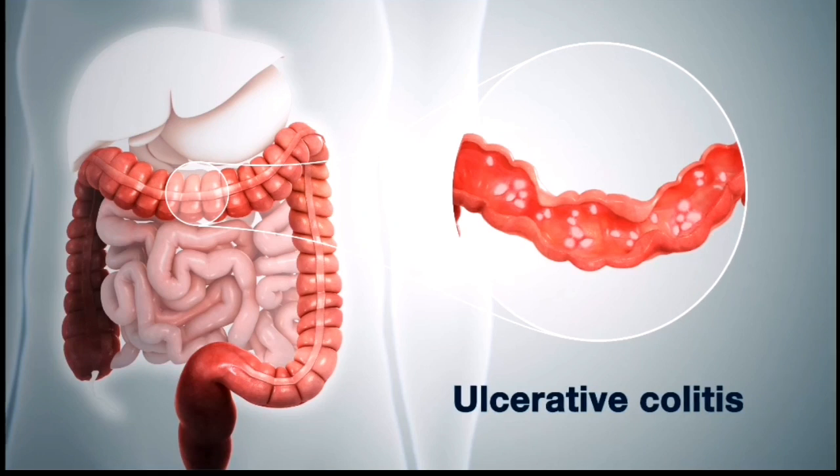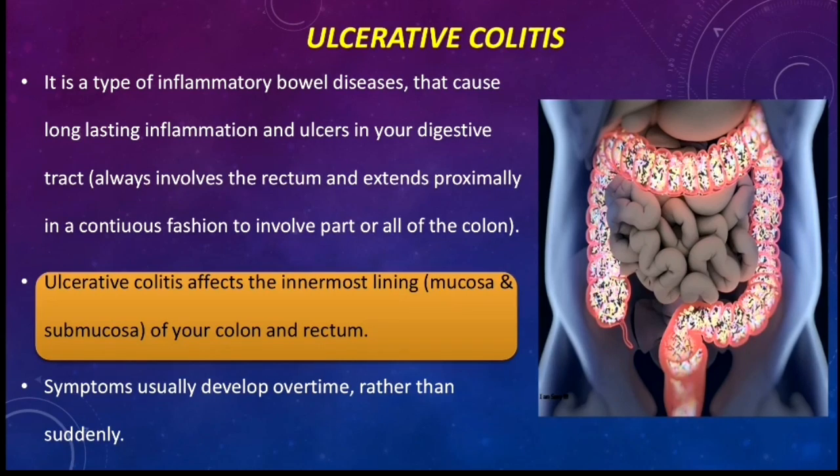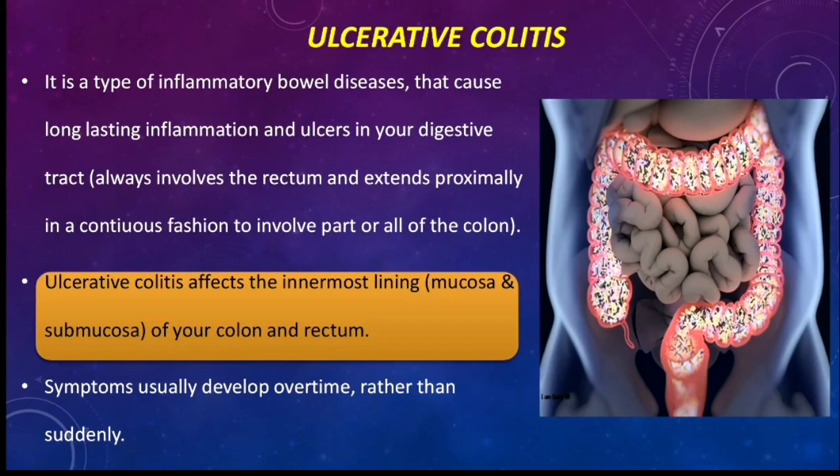So what is ulcerative colitis? It is a type of inflammatory bowel disease that causes long-lasting inflammation and ulcers in your digestive tract. It always involves the rectum and extends proximally in a continuous fashion to involve part or all of the colon. So ulcerative colitis affects the innermost lining, that means mucosa and submucosa of your colon and rectum. Symptoms usually develop over time rather than suddenly.